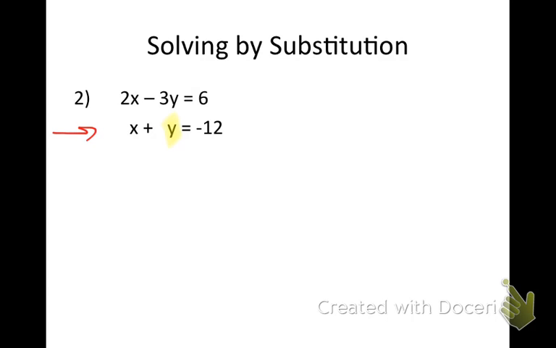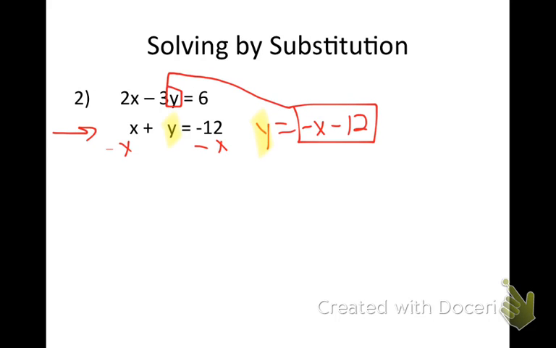Does everybody see why the bottom equation is easier? Okay, there's no coefficients there really. So I'm going to subtract x. And I get y equals negative x minus 12. Is y equals now? Are we good? So I'm going to take what y equals, negative x minus 12, and I'm going to substitute it in place of y. So that gives me 2x minus 3, parentheses, negative x minus 12, equals 6.